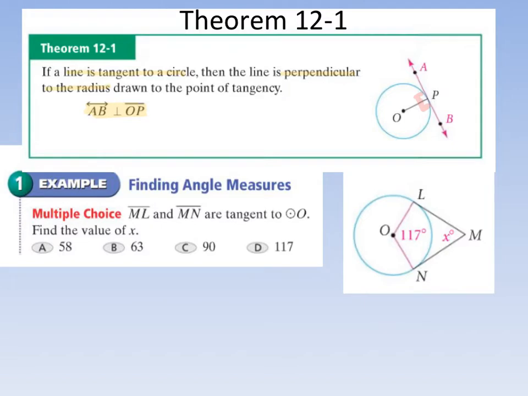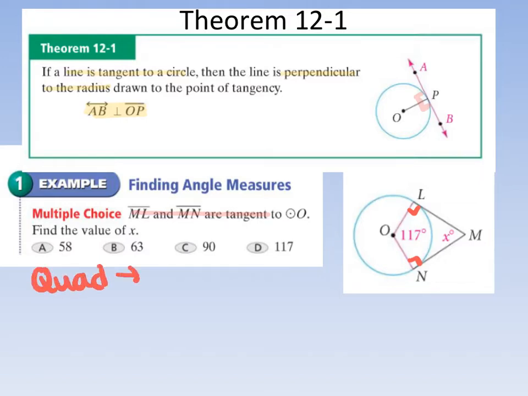Now in the diagram below, it says that ML and MN are tangent to circle O, find the value of x. Now because we know that the lines are tangent, that means that where ML and the radius intersect is a right angle, and where MN and the radius intersect is a right angle. Now, if we look at the figure to the right, it's a quadrilateral.